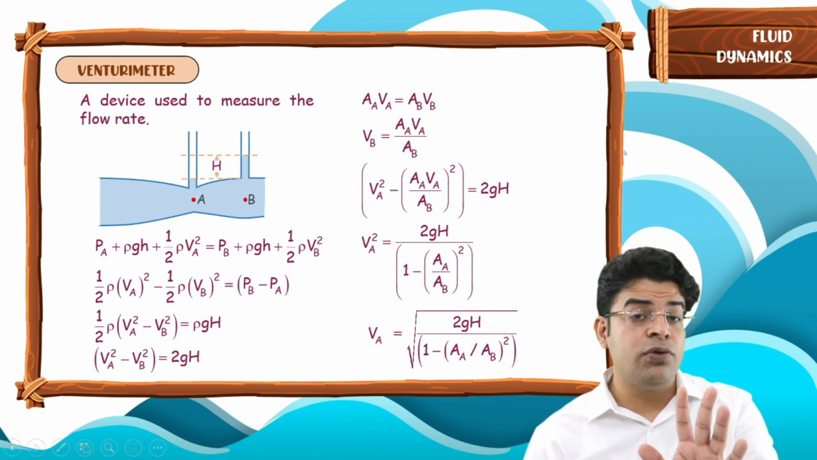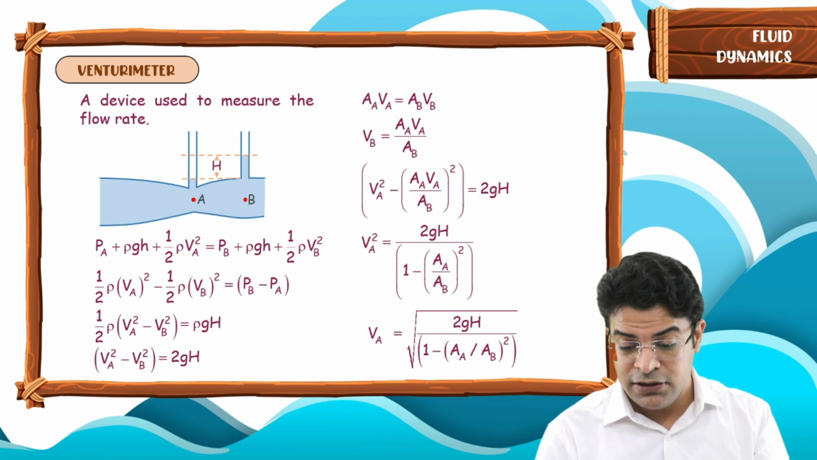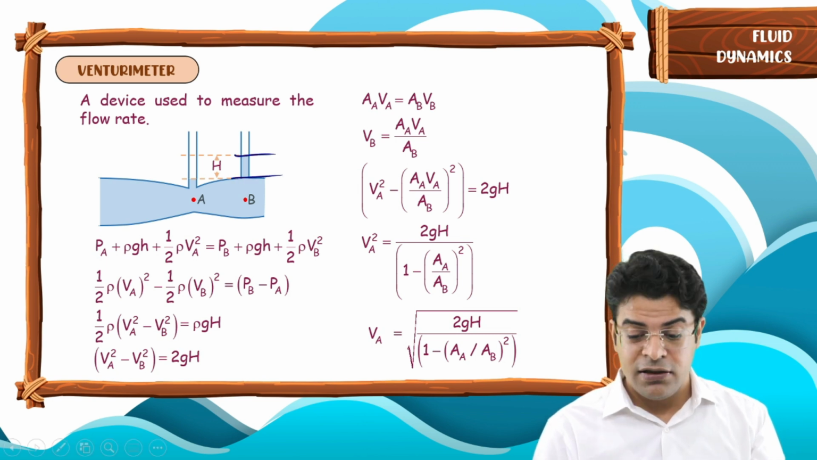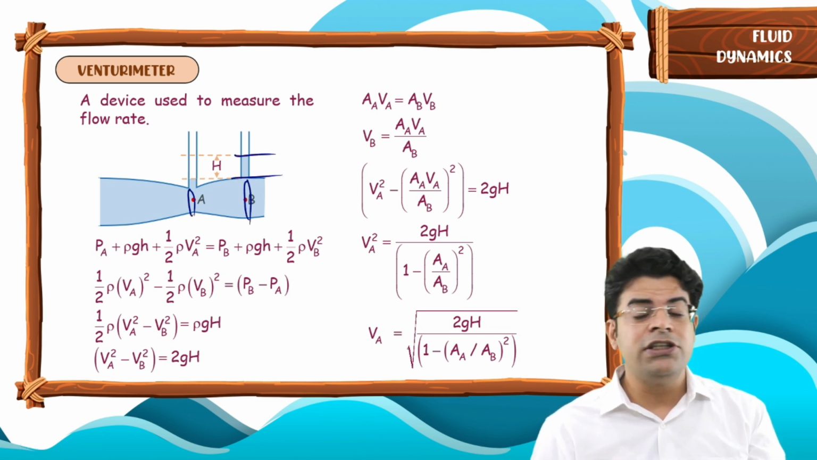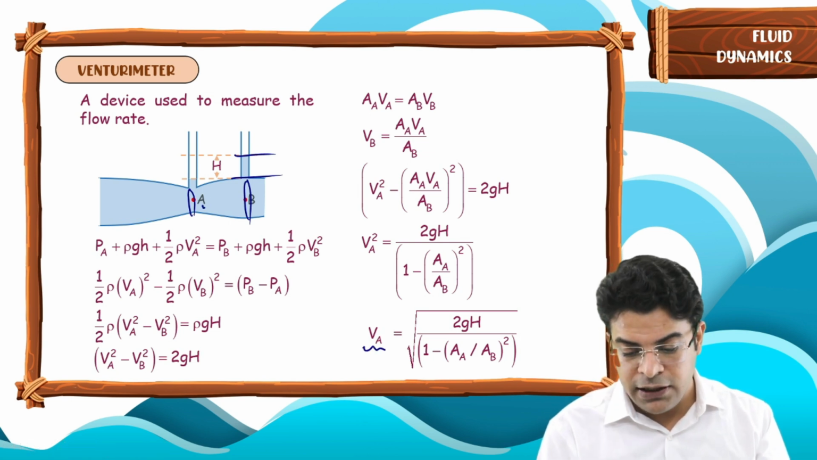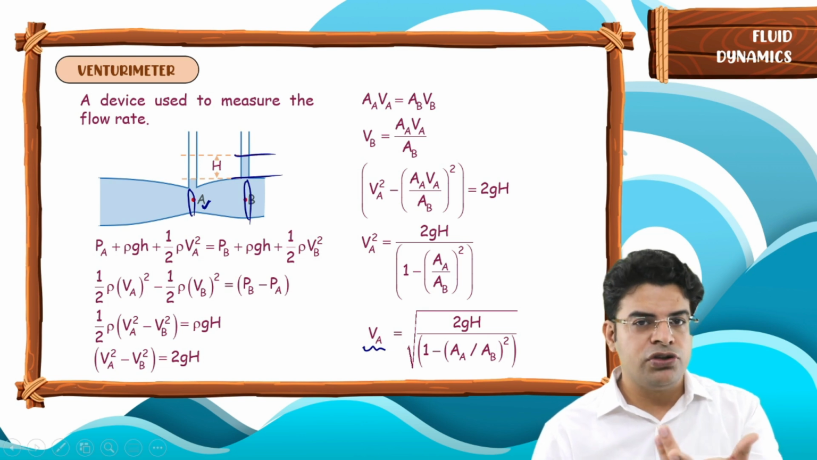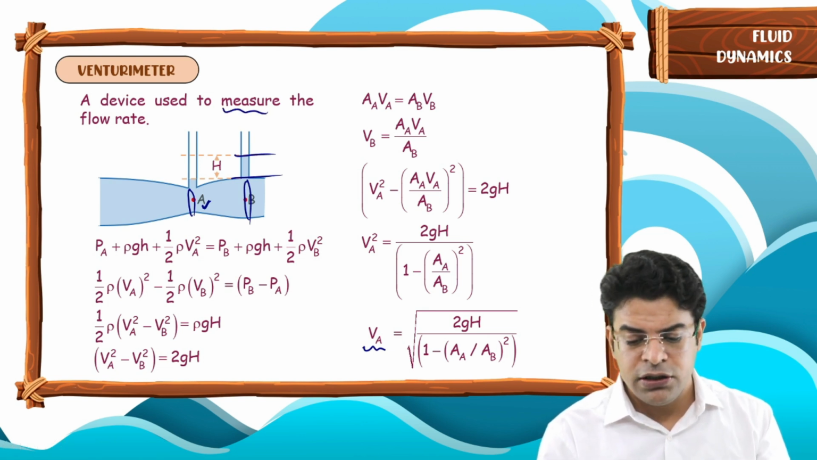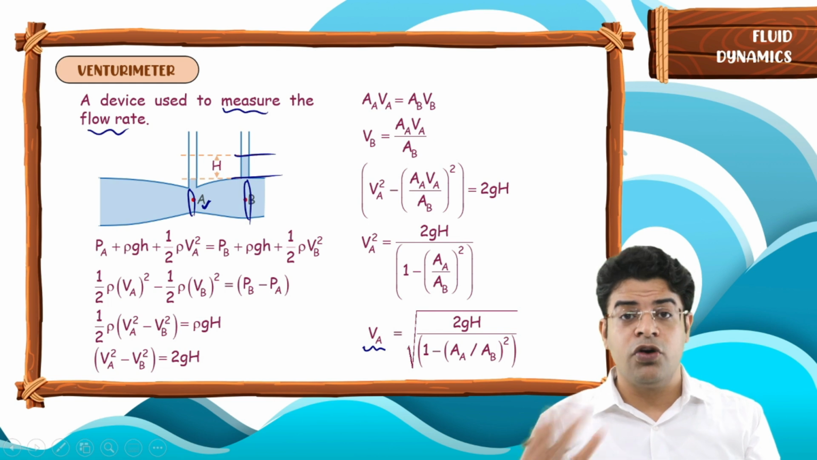So I said that you need just two data. First data, the difference in the height, and second data, the ratio of the areas. And once you know this, you can find the velocity of flow at the area A. And once you know the velocity of flow, you can measure the flow rate just by multiplying it with the cross-sectional area.